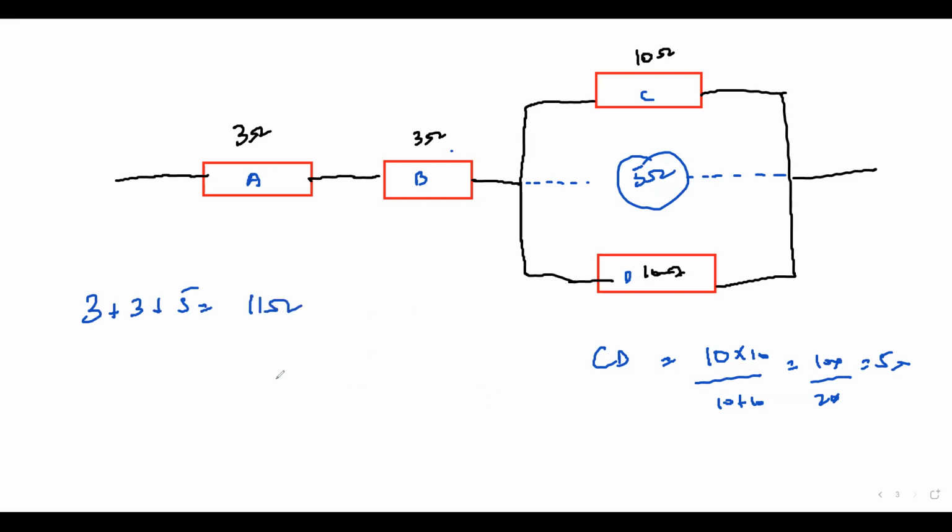The unit of resistance is ohm. You can use the Greek letter omega, or you can also write OHM. Is it clear?